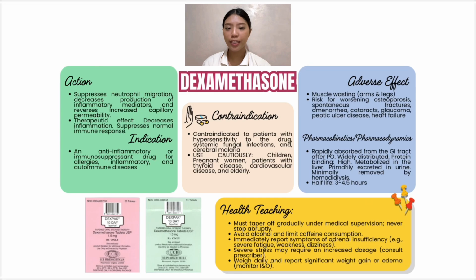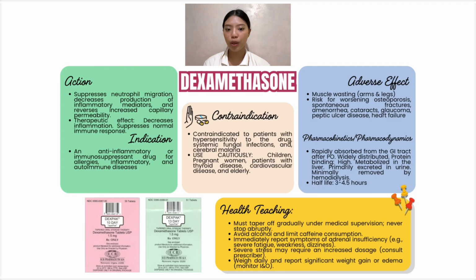It is contraindicated in patients with systemic fungal infections or hypersensitivity to the drug, and must be used cautiously in pregnancy, lactation, and in patients with diabetes, glaucoma, or heart diseases. The primary mechanism of the drug is by decreasing inflammation and suppressing the normal immune response. It does this by suppressing the migration of neutrophils, decreasing the production of inflammatory chemicals, and reversing increased capillary permeability.